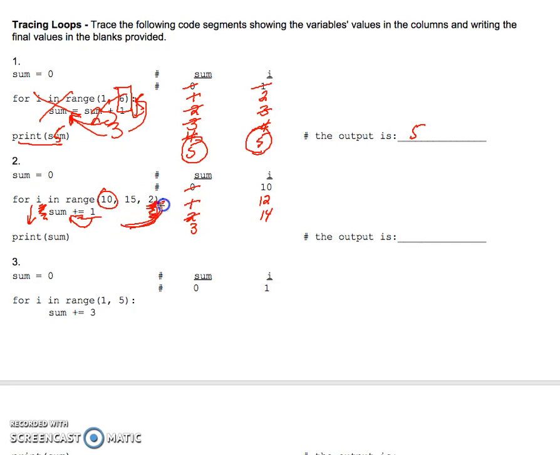We go back up to the top of the loop, and because of this 15, we do not go to 16. We stop at 14, and 3 is what prints here as your answer.